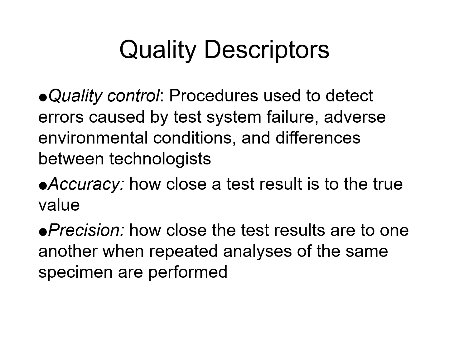All right, so some quality descriptors. We have quality control. The definition of that is these are procedures that are used to detect errors that are caused by test system failure, adverse environmental conditions like temperature or humidity, and differences between technologists, so human variability. The purpose of this is to ensure reliability and validity of these laboratory results. We can also use it to identify problems before reporting out patient results.